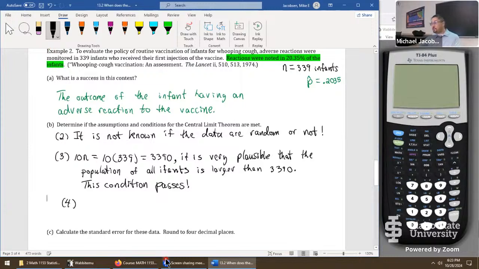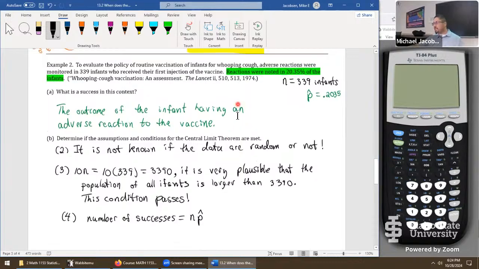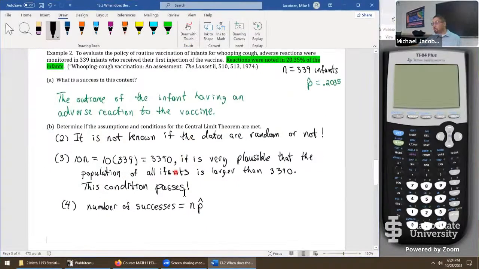For step 4, we do have to show some work on this one. We have to give a number, the number of successes and number of failures. So let's organize this way. Number of successes is equal to n times p hat. So that's that formula up here that's highlighted in yellow. We need that to come out larger than or equal to 10. Let's just carry this down so we don't have to scroll so much.